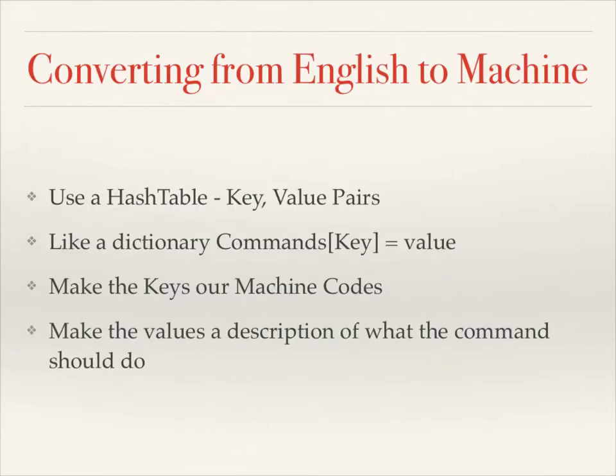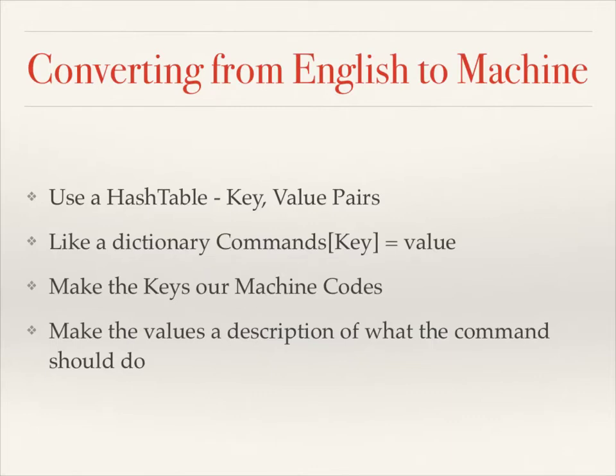The first conversion we're going to need to do is convert from the English commands that we've got into machine code. For this I'm going to use a hash table, which is basically like a lookup table where you have a key and that matches a value pair. Okay, so like a dictionary, if I search a hash table called commands for a key, I can find out what that value is. I'm going to set our machine codes to being the key in this hash table and make the values a full description of what the command should do in English.